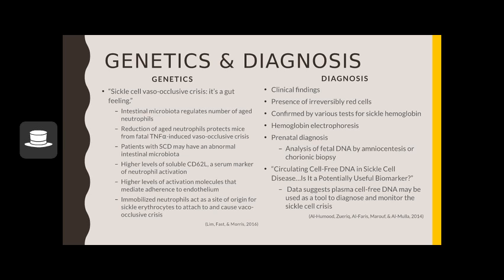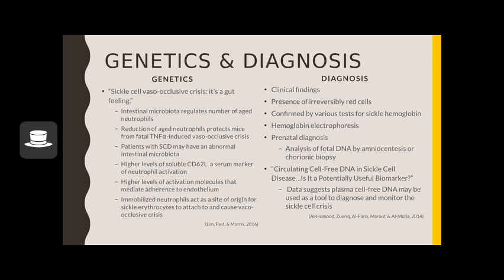Hemoglobin electrophoresis is also used to demonstrate the presence of hemoglobin S and exclude other sickle syndromes such as hemoglobin SC disease. Prenatal diagnosis is possible by analysis of fetal DNA obtained by amniocentesis or chorionic biopsy.